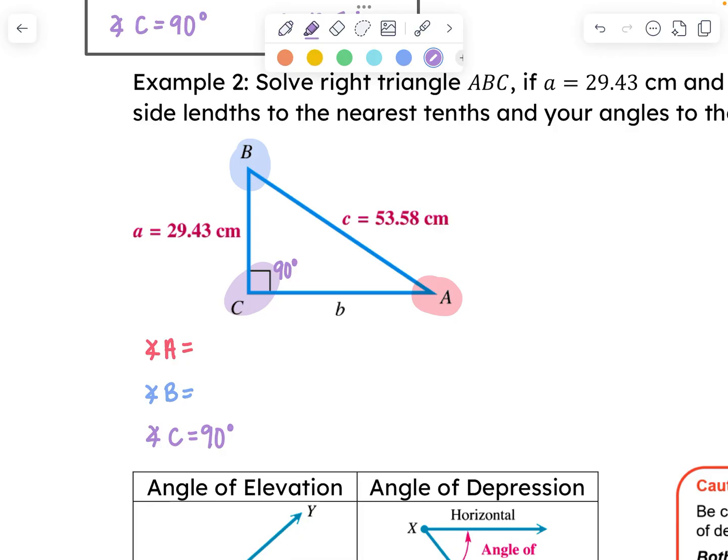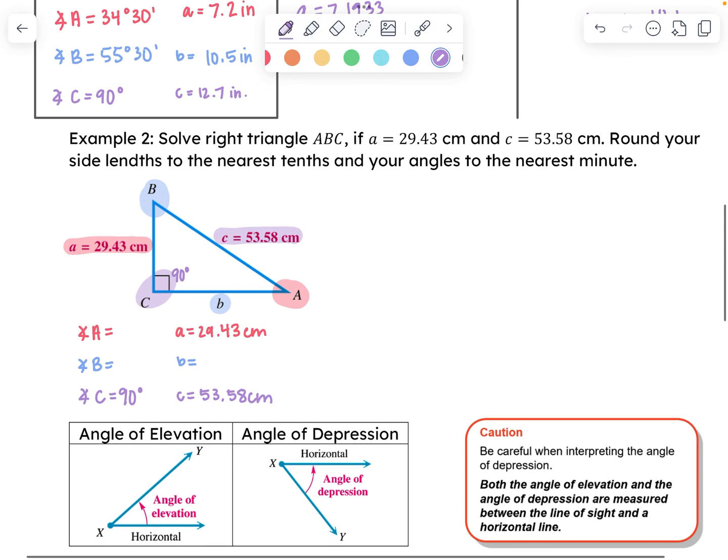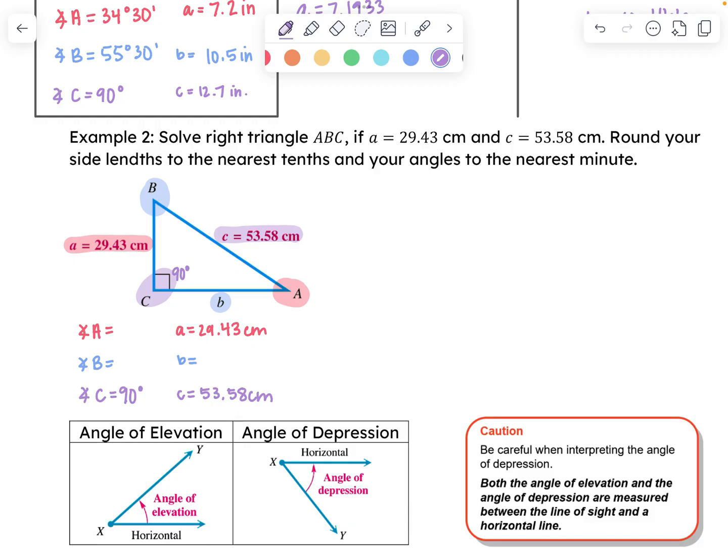Let's move on to our sides. Side A, I do know. Side A is 29.43 centimeters. Side B, I don't know, so I'm going to put that down there with a blank. And side C, I do know. Side C is 53.58 centimeters. Okay, this time it says to round your side lengths to the nearest tenth and your angles to the nearest minute. So same thing.